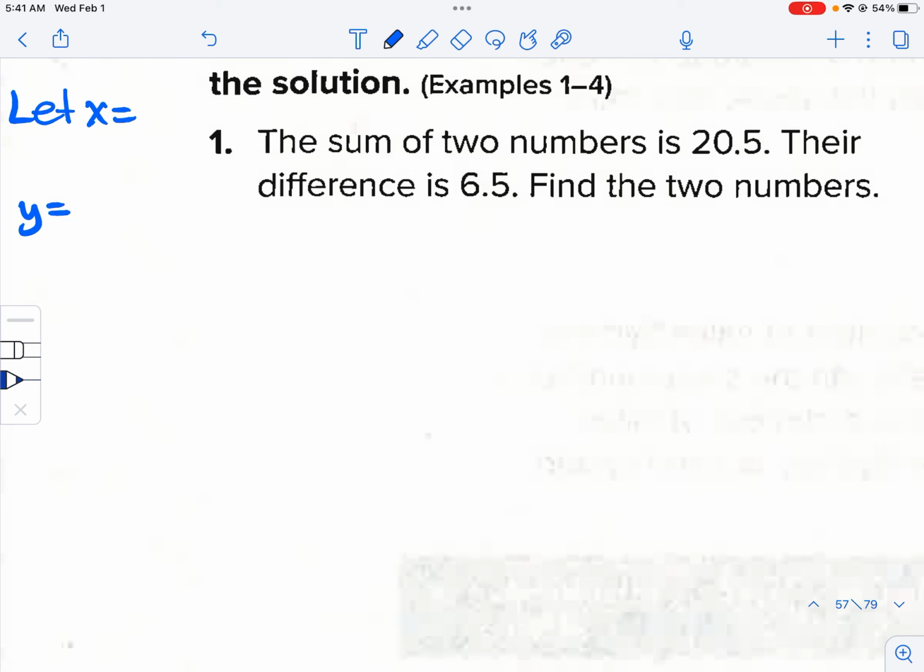So let's read number one. The sum of two numbers is 20.5. Their difference is 6.5. Find the two numbers. Okay, so I have two numbers. You can write them as first and second numbers, or one number and then the other number. I personally always write first number, second number.